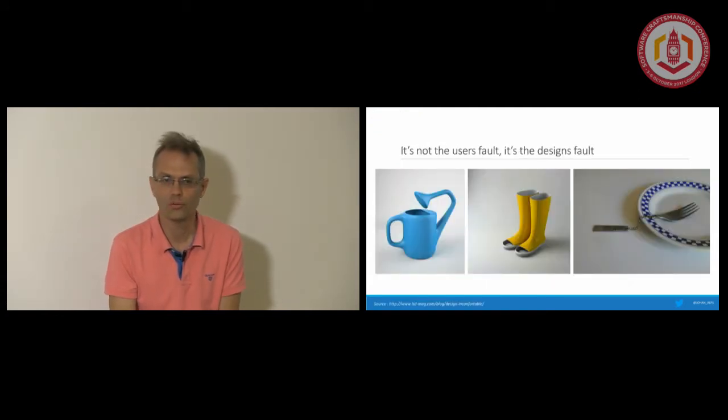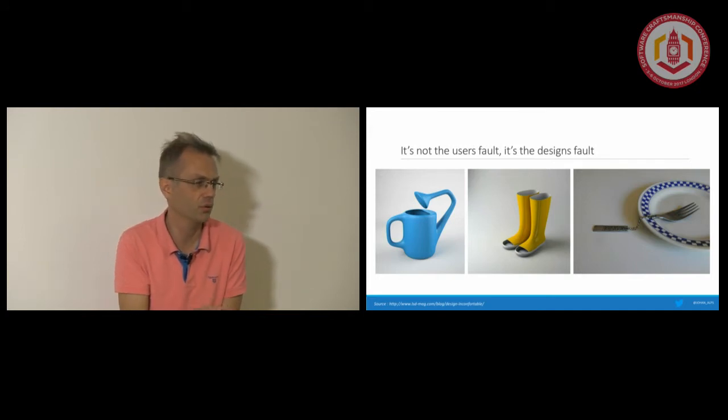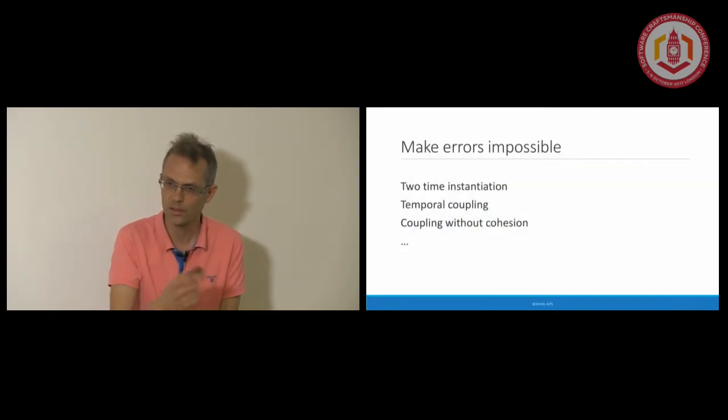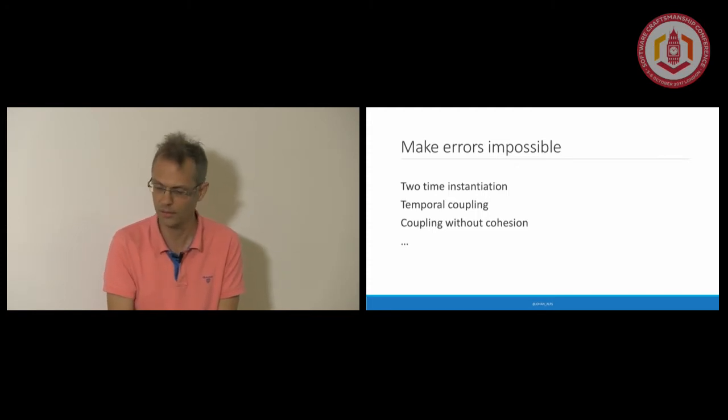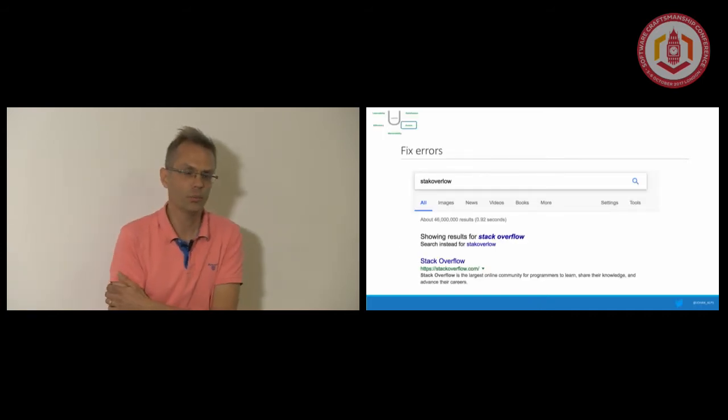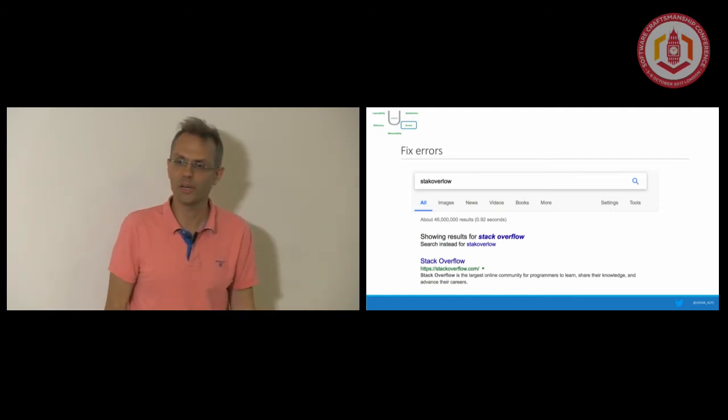Again, it's not the user's fault, it's the design fault. Well, actually, maybe no, that's not true, but at least every improvement lies within the design. You cannot ask users to behave better. So we can redesign to remove two-time instantiation. We can also remove temporal coupling, at least in a statically typed system, or at least, yeah, in any system. And we can greatly introduce cohesion where there is coupling. So that's making errors impossible, but sometimes we cannot make them impossible, but we can allow for them.